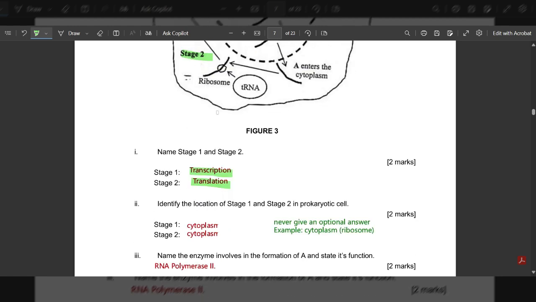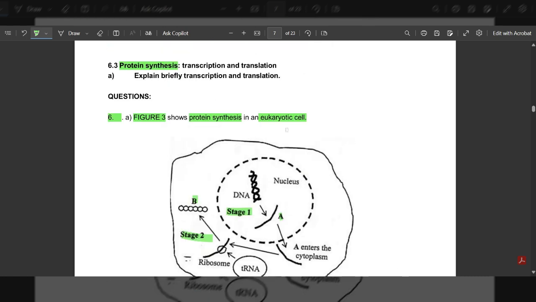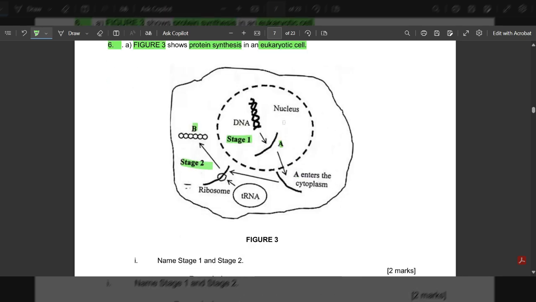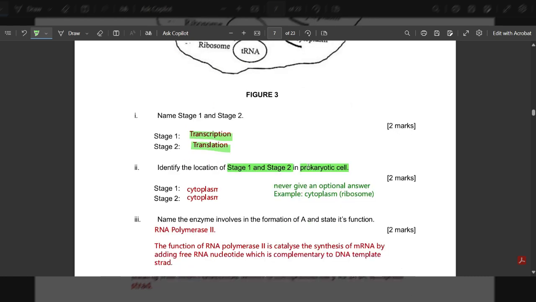Okay, so next we go to question number 2. Identify the locations for stage 1 and 2 for the eukaryotic cell. Even though the question states that they are present in a eukaryotic cell, stage 1 happens in the nucleus, stage 2 happens in the cytoplasm. But when it comes to prokaryotic cells, they do not have a nucleus. So stage 1 and stage 2 will both be present in the cytoplasm. So the answer is supposed to be cytoplasm.